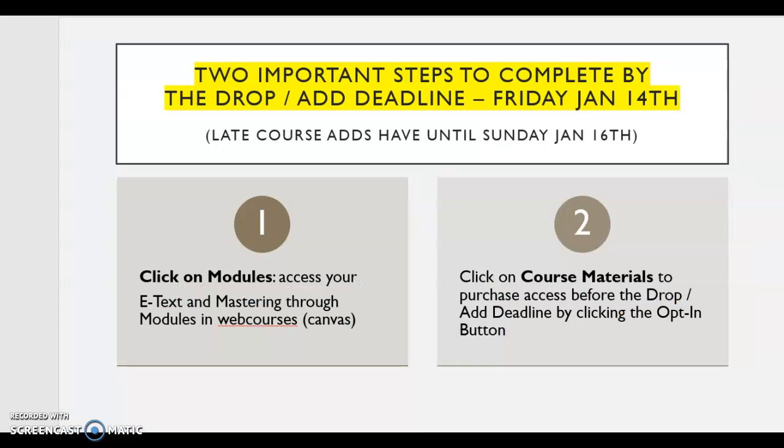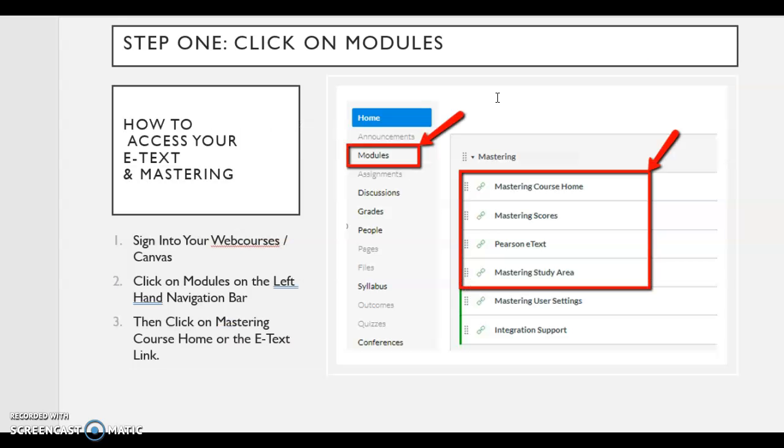There's two very, very important things that you must do this very first week of class. Number one, click on modules. This is how you'll access the e-text and Mastering. And number two, click on course materials. This is where you'll opt in and purchase access at a reduced fee for the rest of the semester. These two actions must be made before the absolute deadline of January 16th, but the drop/add deadline of Friday, January 14th is the recommended opt-in period in case you have any questions or problems.